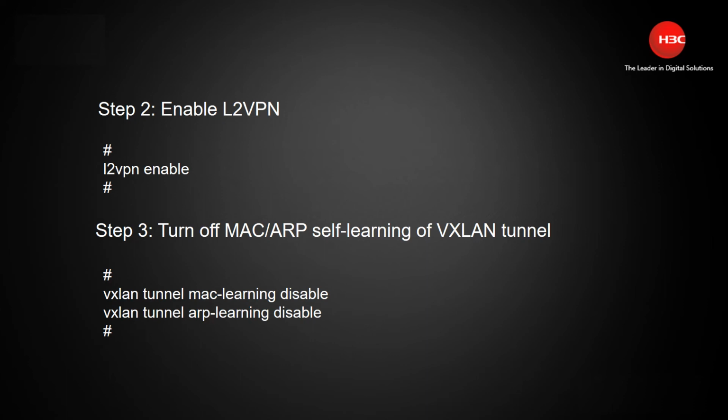Step 3. Close the VXLAN tunnel self-learning. Because EVPN itself can synchronize table entries through MPBGP routing messages, there is no need to use VXLAN tunnel forwarding for learning. The vxlan tunnel mac-learning disable and vxlan tunnel arp-learning disable commands can be used to disable the VXLAN protocol self-learning function.